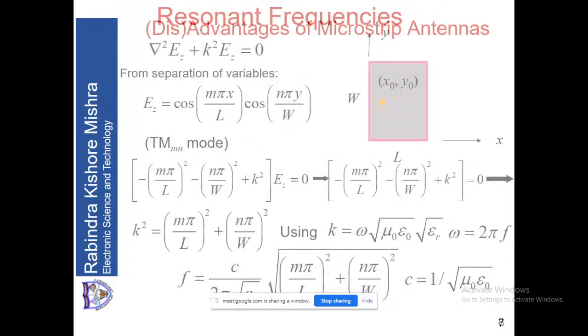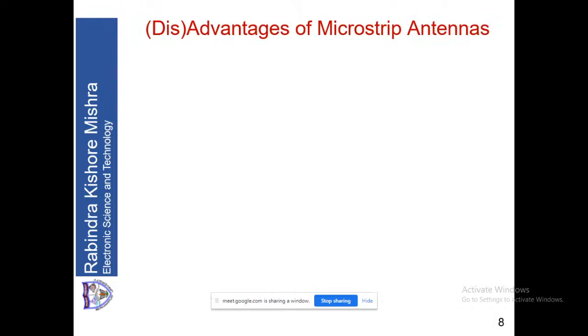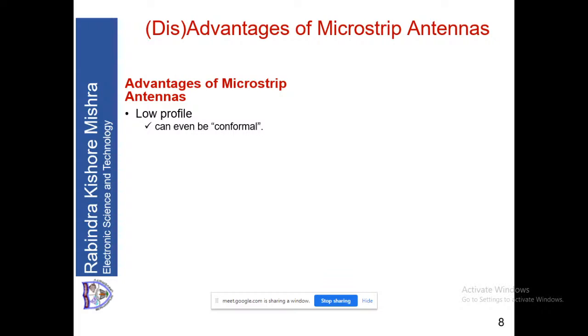Okay. Now let us see what are the advantages and disadvantages of the microstrip antenna. With this basic knowledge, we will see advantages and disadvantages of microstrip antenna. Then we will take a break of 5 minutes. So advantages are, there are various advantages. Some important advantages I will show you.